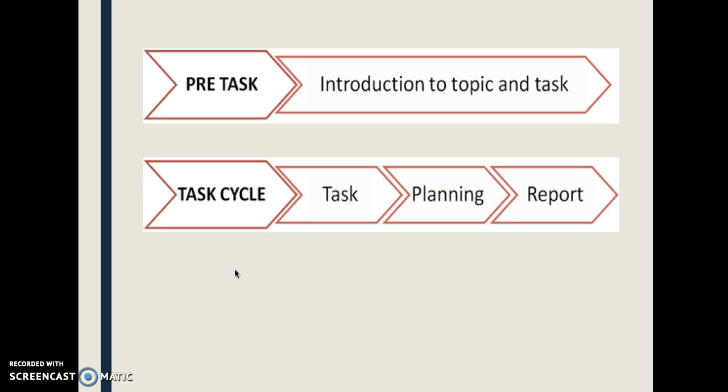Then comes the task cycle, task planning and report. Students perform the task in pairs or groups. They may then present their findings, conclusions to the rest of the class. In this stage, mistakes are not important. The teacher provides support and monitors. The learners focus on communication, perhaps at the expense of accuracy, but this will be dealt with in the next stage.